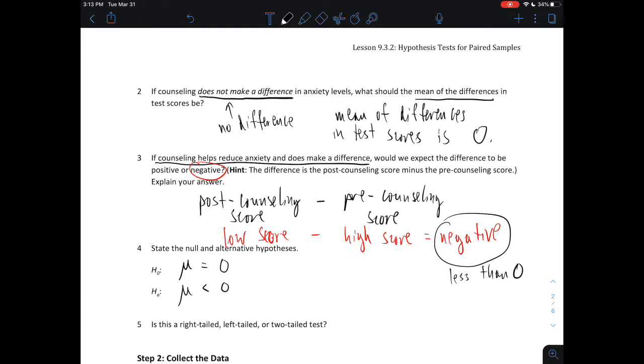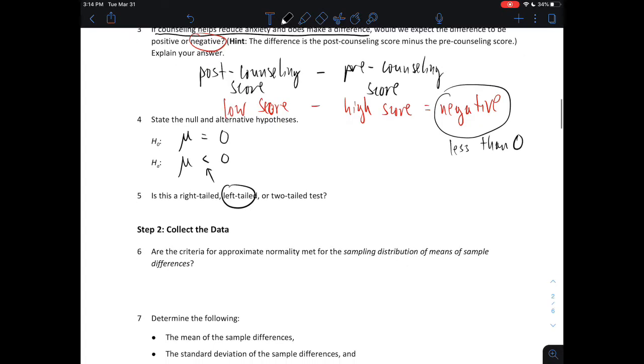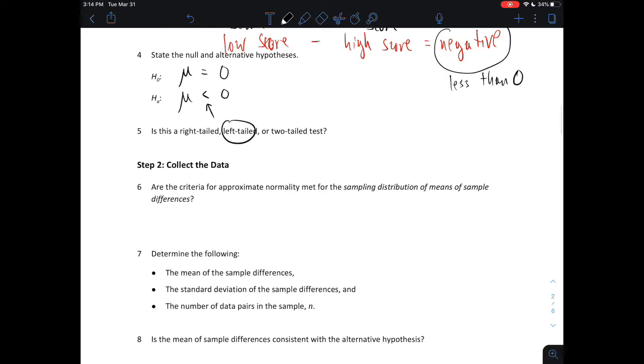And then number 5, now that we have our hypotheses, is this a right, left, or two-tailed test? Since we have the less than symbol here, this is a left-tailed test. Step 2, collect the data. Number 6 asks, are the criteria for approximate normality met for the sampling distribution of means of sample differences?